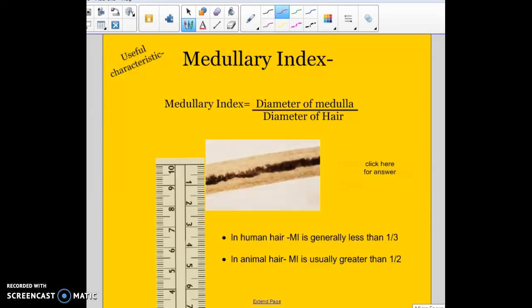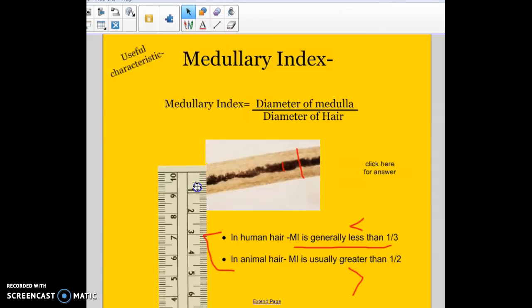Another useful characteristic, besides just figuring out what medulla pattern the hair has, is to calculate what's called the medullary index. The medullary index is taking a look at the width of the medulla compared to the width of the entire hair. A rule of thumb is that in human hair, the medullary index is generally less than 1/3 of the hair, and in animals, it is usually greater than 1/2, which means that humans usually have a skinnier medulla than animals do. Animals usually have thicker medullas.